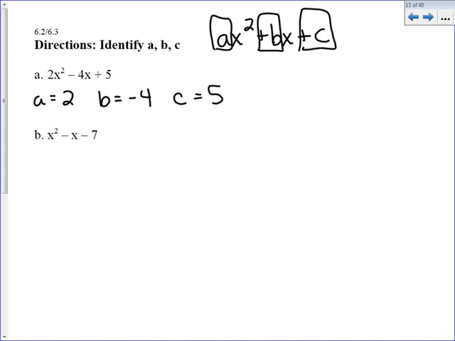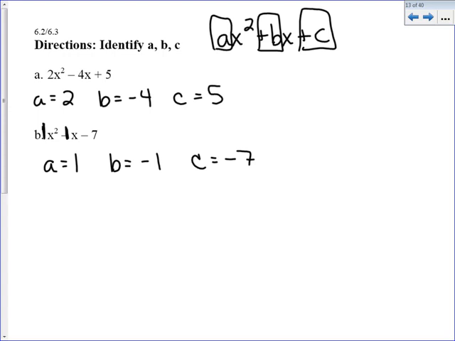So in my second example, what do you think A is? 1, the number in front of x squared. And if there's nothing written there, it's a 1. So very similarly, what's the number in front of x? -1. And then C, my constant at the end? -7. So make sure when you're identifying A, B, and C that you don't put any variables with them. It's just the coefficients. In front of x squared, in front of x, the constant at the end.